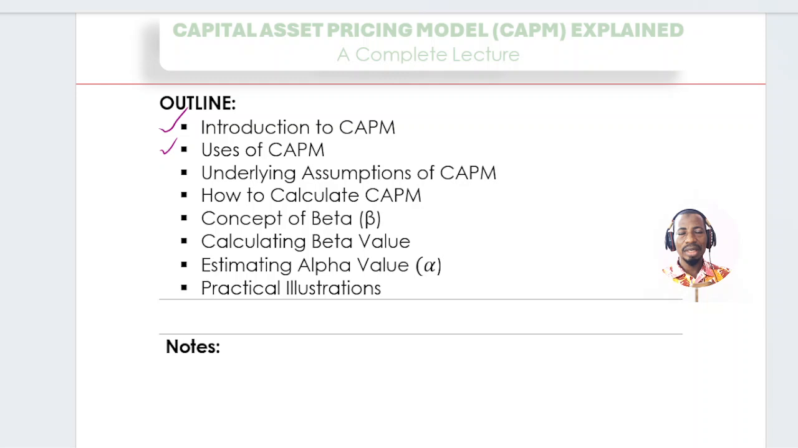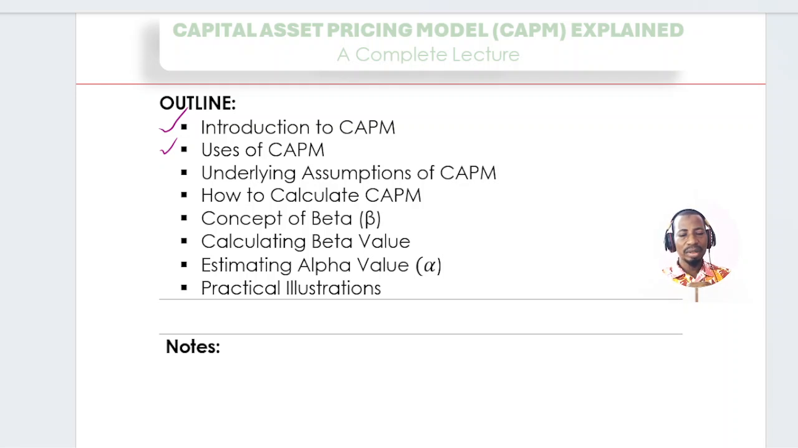to do that. Then number two, the capital asset pricing model can be used to generate expected return on assets. Okay, when you want to determine the expected return on assets, then of course you use the capital asset pricing model. Then three, the capital asset pricing model can be used to determine or to calculate the cost of capital. All right. So these are the three common uses of the capital asset pricing model.